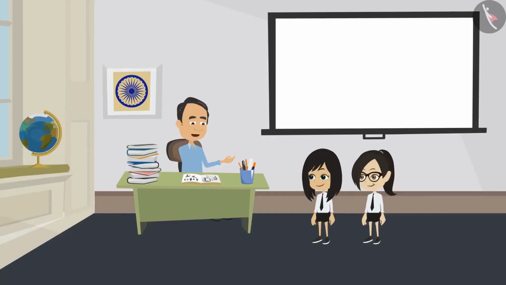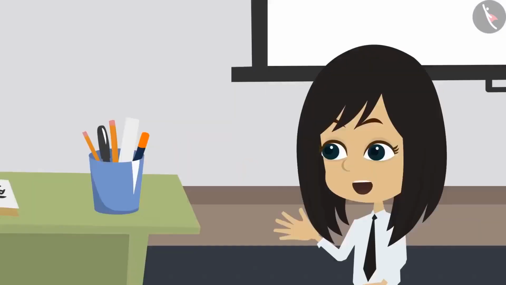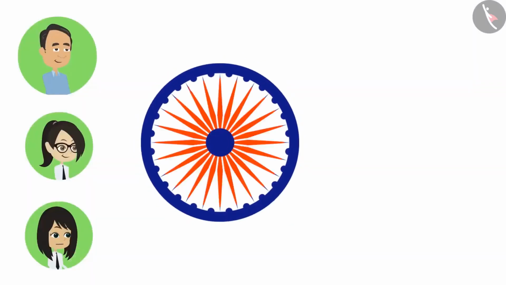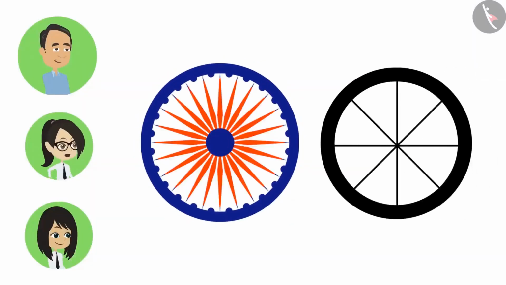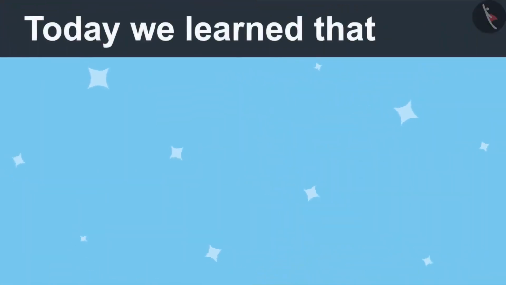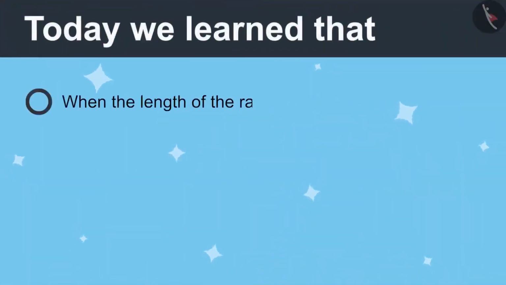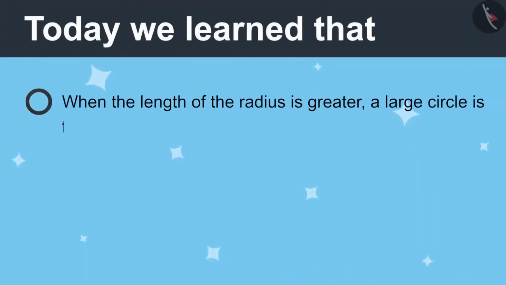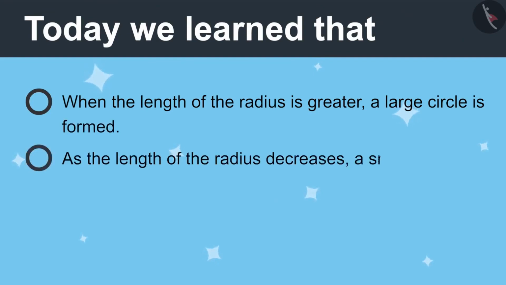Absolutely correct. Like this, there can be several radius in one circle, like in the Ashok Chakra, and also in the wheel of our bicycle. Now I understand, sir. Today we learned, when the length of the radius is greater, a large circle is formed. As the length of the radius decreases, a small circle is formed. And there are many radii in one circle.